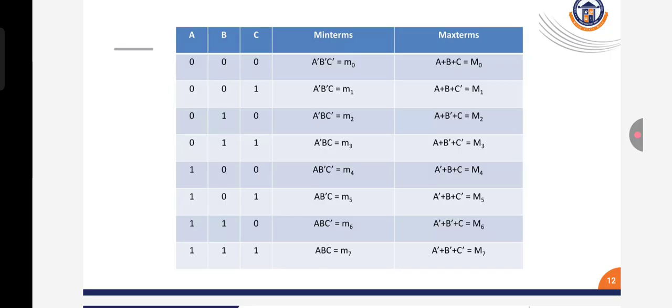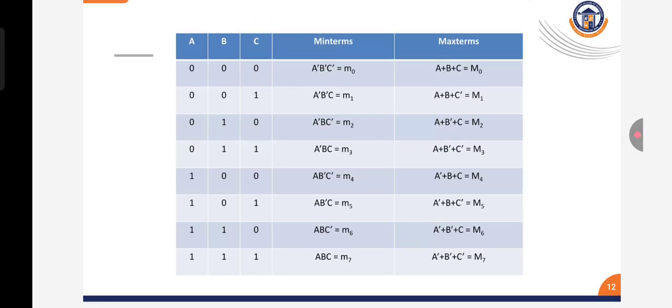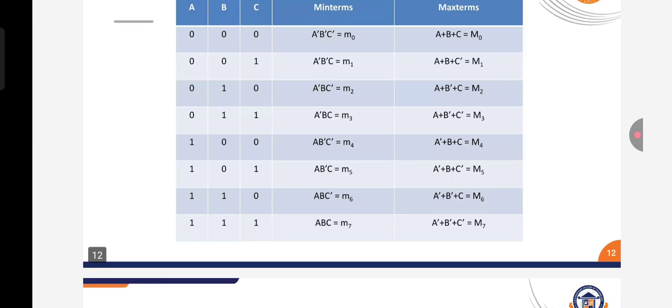The combination is 0 1 0. The minterm is a'bc' and the corresponding maxterm is a plus b' plus c. Next, the combination 0 1 1. The minterm is a'bc and the maxterm is a plus b' plus c'. Next, the combination 1 0 0. The minterm is ab'c' and the maxterm is a' plus b plus c.